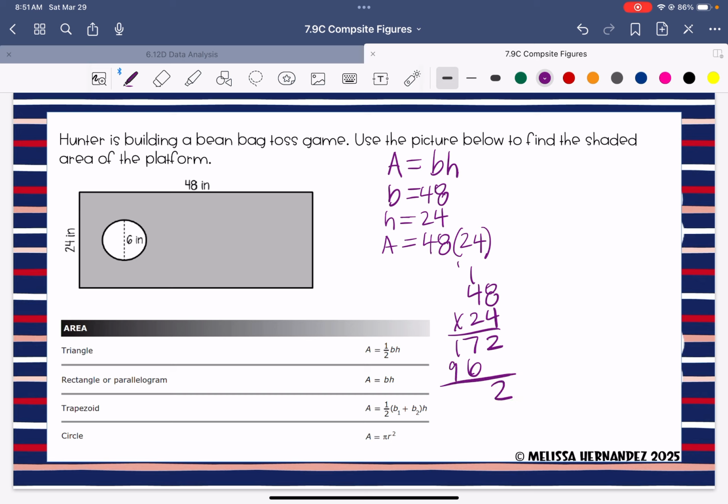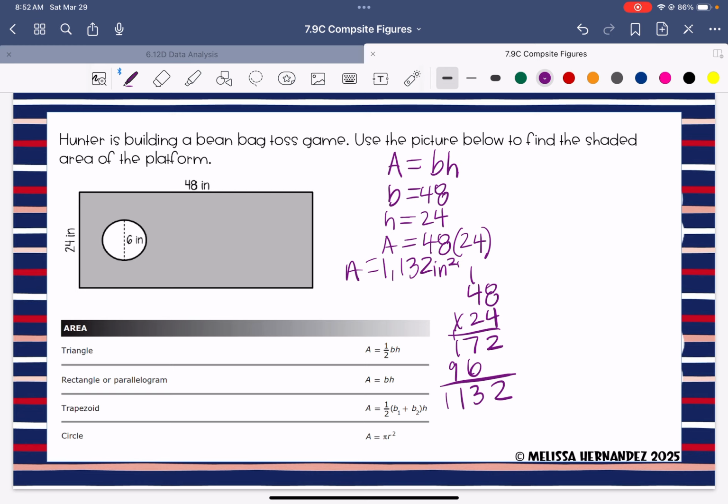I always tell students, if you're comfortable with the area model, it's probably the way to go. Okay, so the area of the rectangle is 1,152 inches squared. The squared is because it's two-dimensional. I'm not done, and if I had to guess on a STAAR question, answer choice A will be that. What you have to now do is the area of the circle.